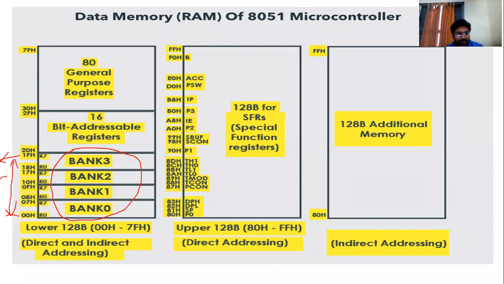This will occupy 32 bytes out of 128 bytes of RAM. Remember, this is RAM memory. Out of 128 bytes of RAM memory, 32 bytes are occupied by the register banks. So this is direct and indirect addressing. You know, the addressing can be done in direct as well as indirect. So this is the direct addressing mode.